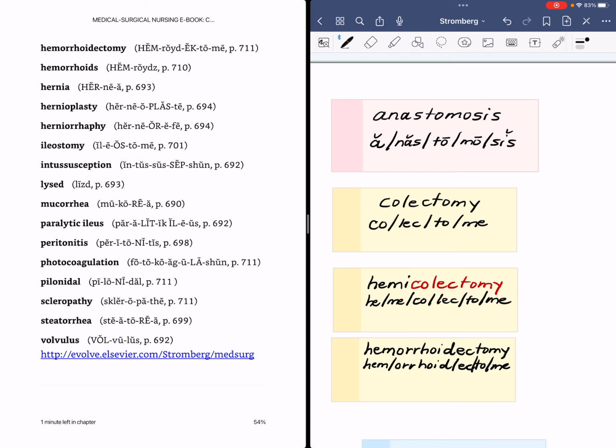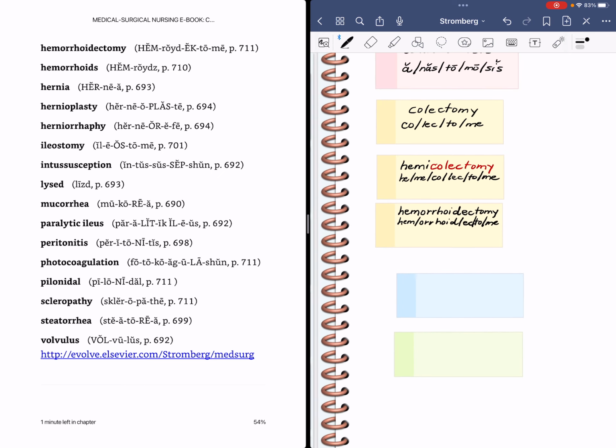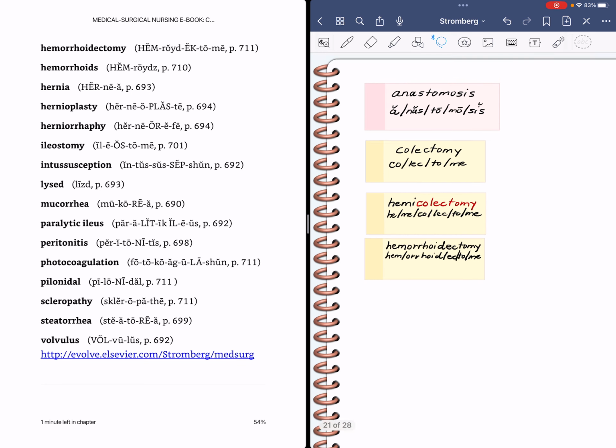Now, I am not going to continue this. You get the idea of how I make my flashcards. So I really don't need these last two. I'm just going to go ahead and delete those. But I want to show you how I used Post-it notes for this.